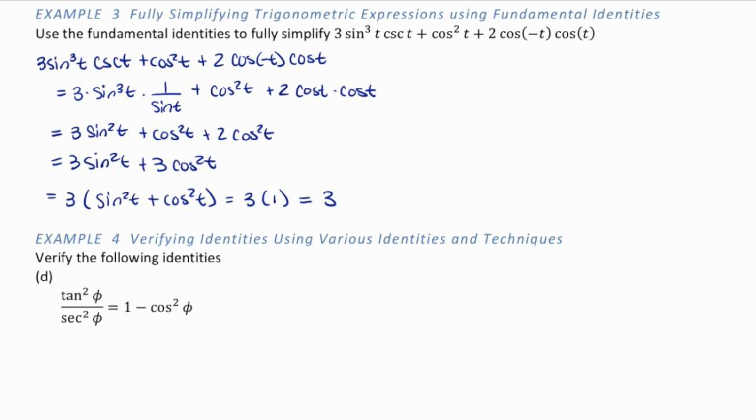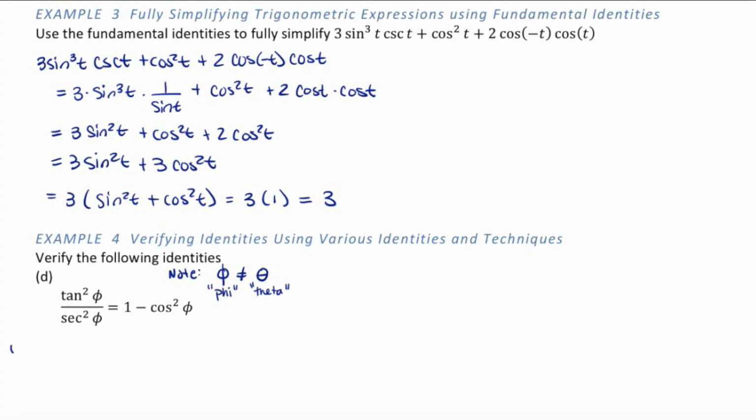Let's look at example 4. Let's verify that tangent squared phi divided by secant squared phi equals 1 minus cosine squared phi. Note, phi is not the same thing as theta. These are different Greek letters. This is phi. This is theta. Do not interchange them in your work.